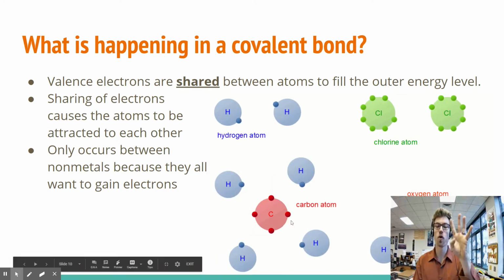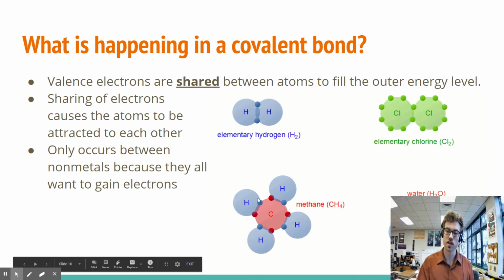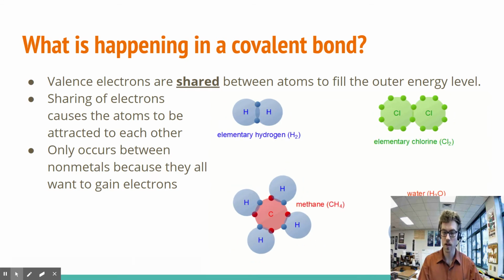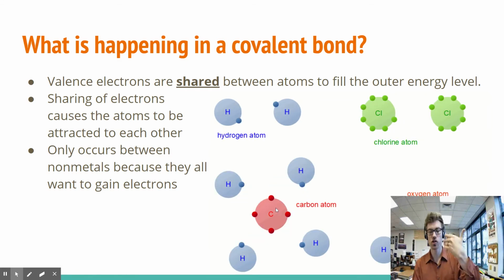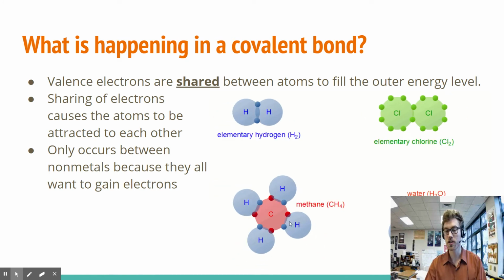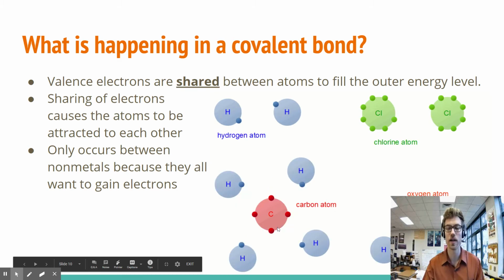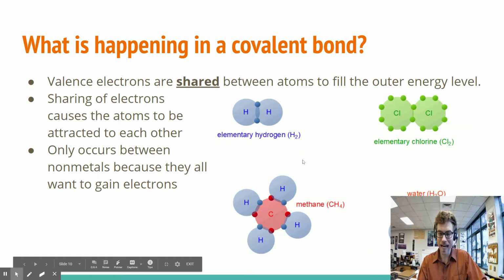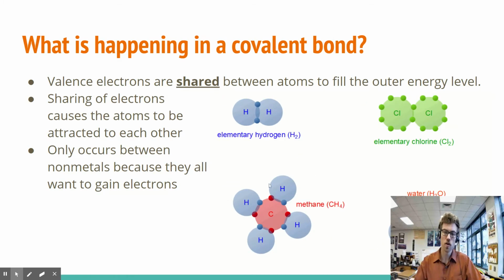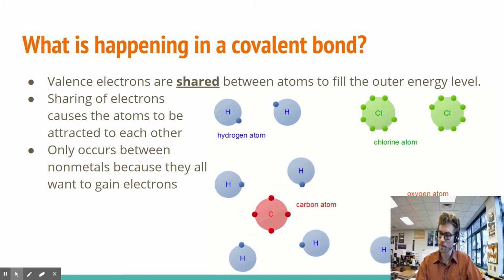It is going to bond with 4 other hydrogens. Each hydrogen is going to share 1 with the carbon. The carbon is also going to share 1 electron with each hydrogen. And so if you look, the carbon now has 8 valence electrons, which fills that outer energy level. And each of the hydrogens has 2, which fills its first energy level.